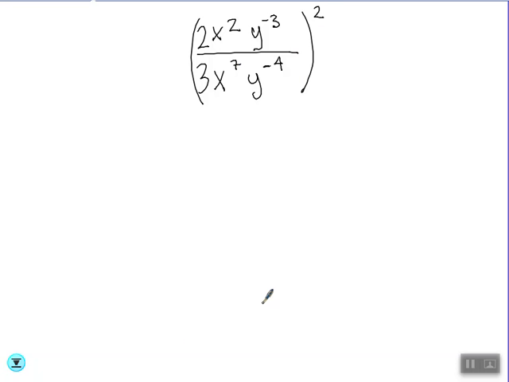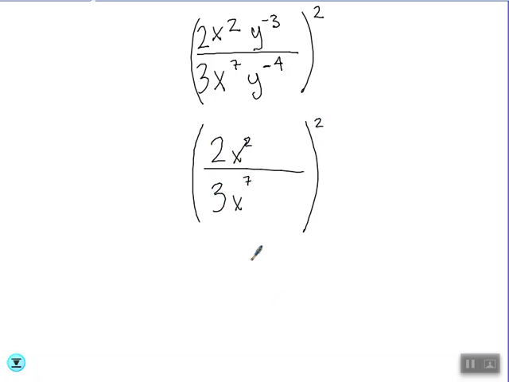Personally, I like to simplify the part inside the parenthesis first and then deal with the exponent outside the parenthesis so I don't have to deal with big numbers for the entire problem. So I'm going to start with the negative exponents. Since I have y to the negative 3 power in the numerator, I need to move that to the denominator. So I'll have y cubed. The y to the negative 4th power in the denominator needs to move up to the numerator and give me y to the 4th.